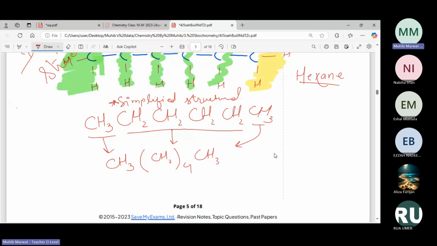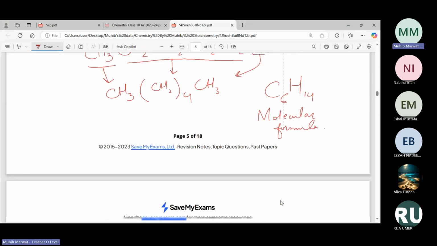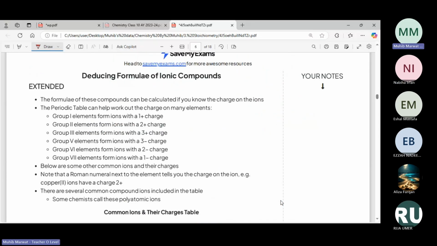What about the molecular formula? Total number of carbons are 6, and total number of hydrogens are 14. This is the molecular formula. Is it clear? Yes, sir. Perfect. Now again, much better.